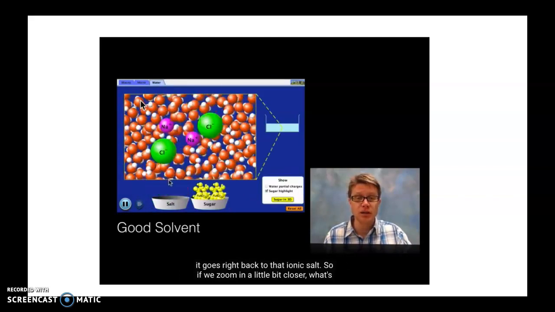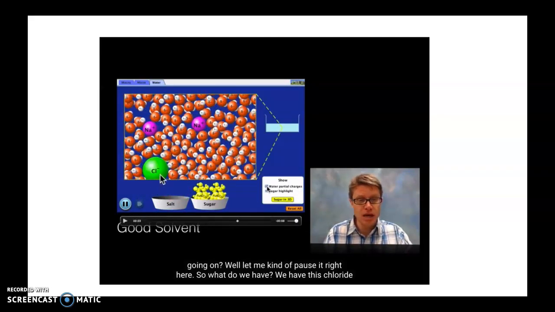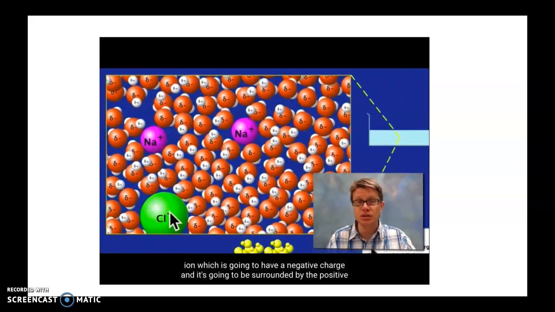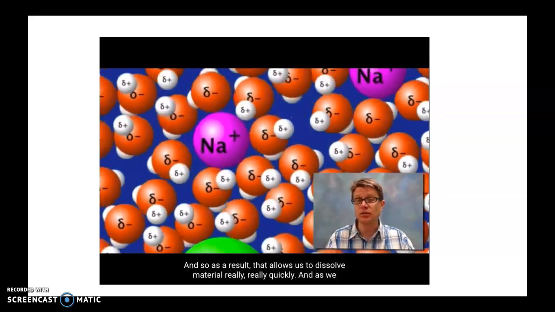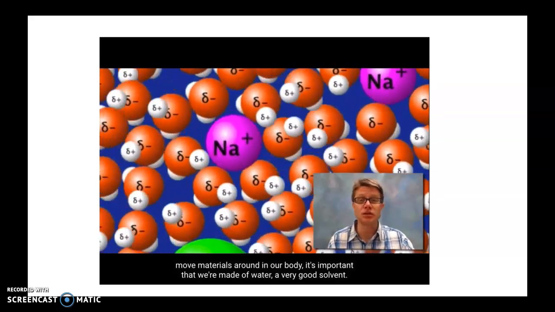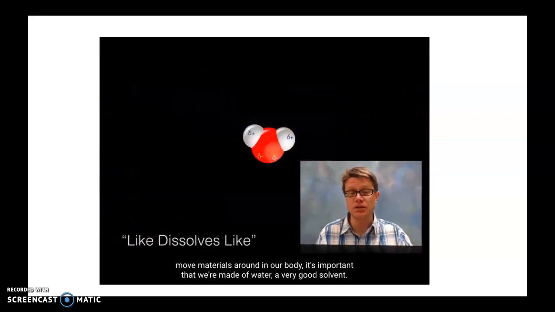So if we zoom in a little bit closer, what's going on? Well, let me pause it right here. So what do we have? We have this chloride ion, which is going to have a negative charge, and it's going to be surrounded by the positive parts of the hydrogen. Likewise, we have this sodium ion, which has a positive charge. You can see that it's being surrounded by the negative charges of the oxygen molecules. And as a result, that allows us to dissolve material really, really quickly. And as we move materials around in our body, it's important that we're made of water, a very good solvent.